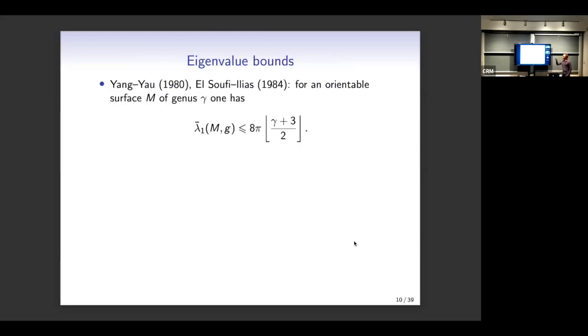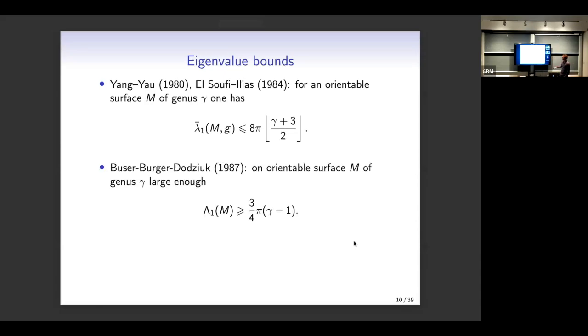So first of all, the first result in this direction was by Cheng, Yang, and Li, who proved that indeed the first eigenvalue is bounded. So for any metric, you have an upper bound which depends only on the topology of M. The point here is that the right-hand side is independent of the metric G, and so the supremum among all G will be bounded. And moreover, this linear bound in gamma is optimal.